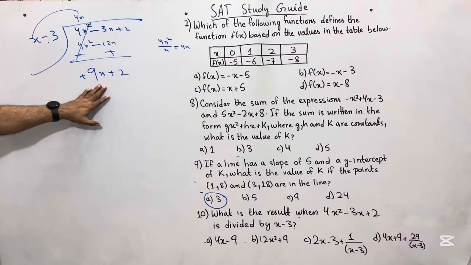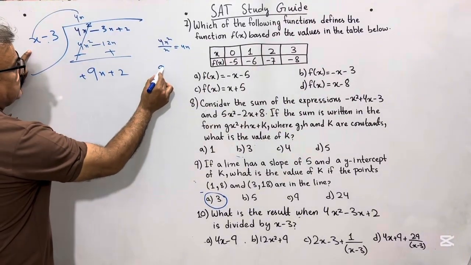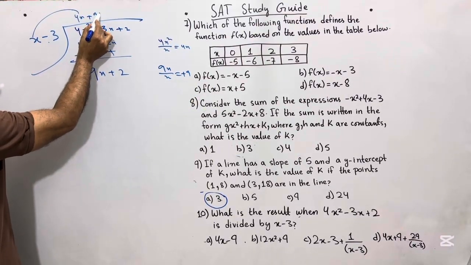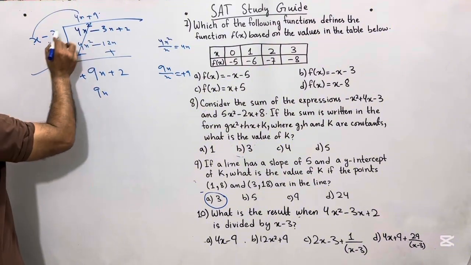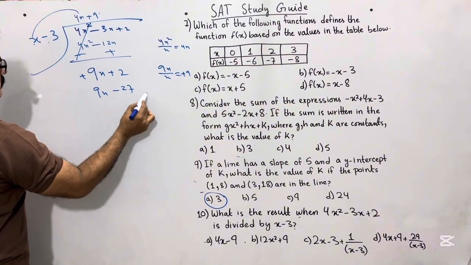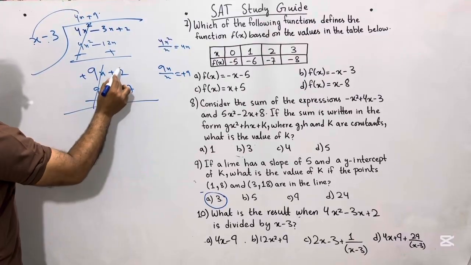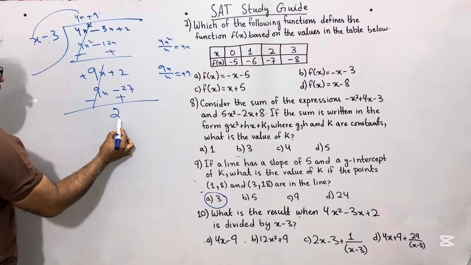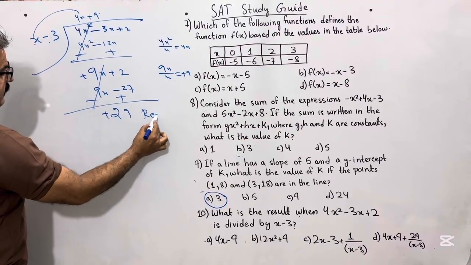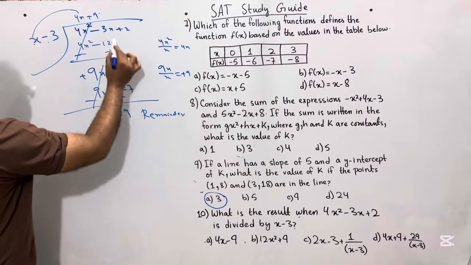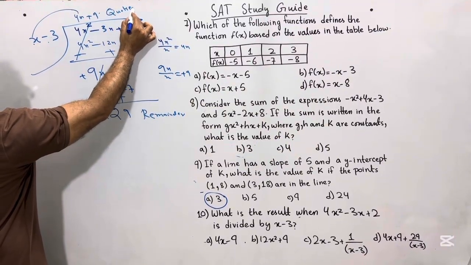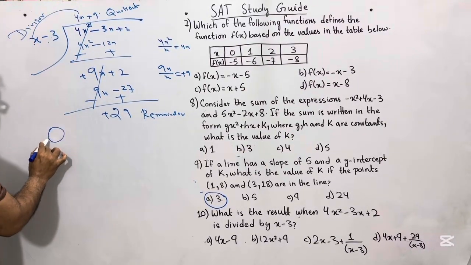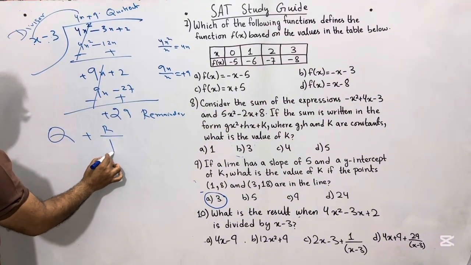Again, same strategy. 9x must be divided by x. 9x divided by x gives 9, so plus 9. 9 times x is 9x. 9 times negative 3 is negative 27. Change the symbols, cancel out, 27 plus 2, that's plus 29. That's our remainder. That's our quotient. And that's our divisor. We can write in that form: quotient plus remainder divided by divisor.